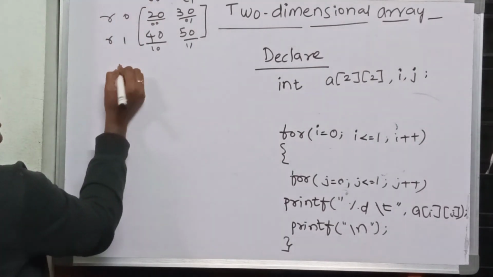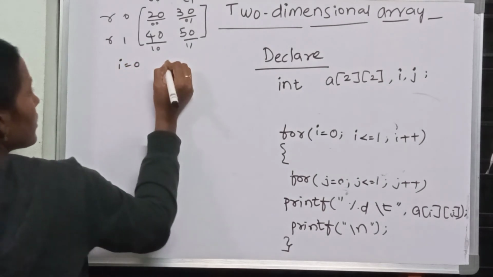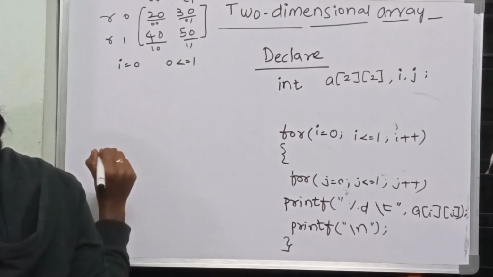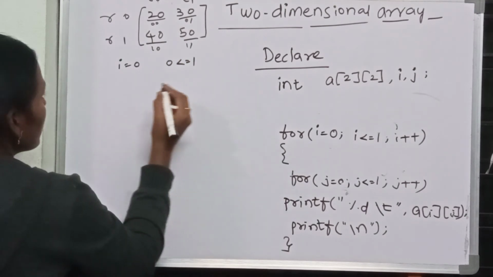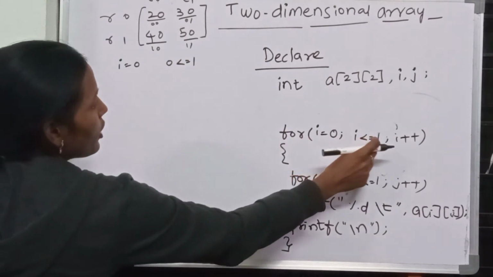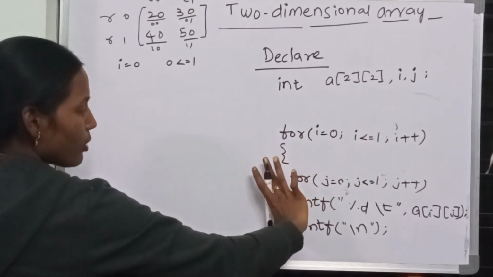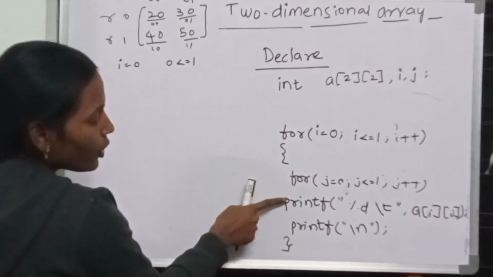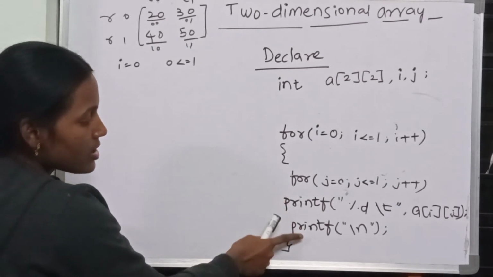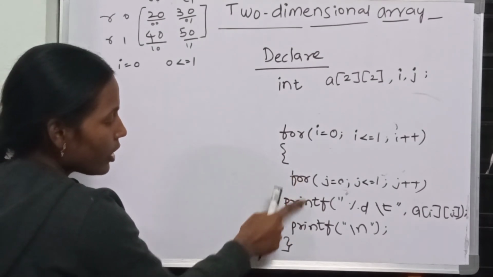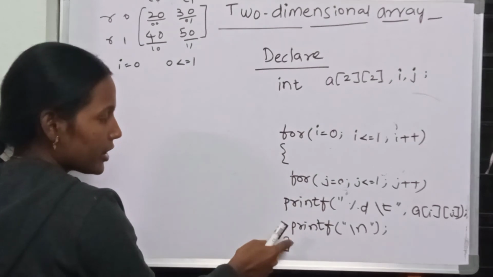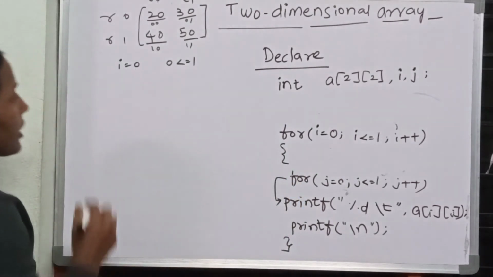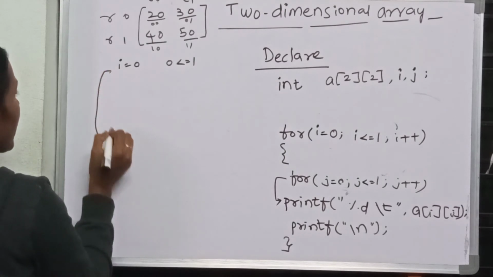Now first, initially i is 0. 0 is less than or equal to 1. Now 0, 0 less than or equal to 1. Condition true, so this block has to be executed. Now if this for loop is true, only this statement is executed. Why? Because we are not opening and closing the bracket here. So if this is true, only this statement is to be executed, right? Now open the bracket here.